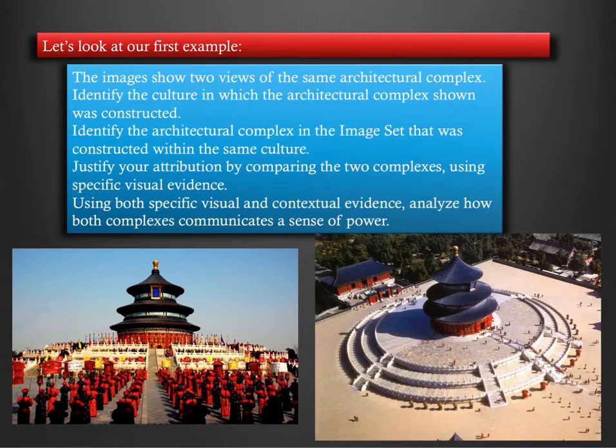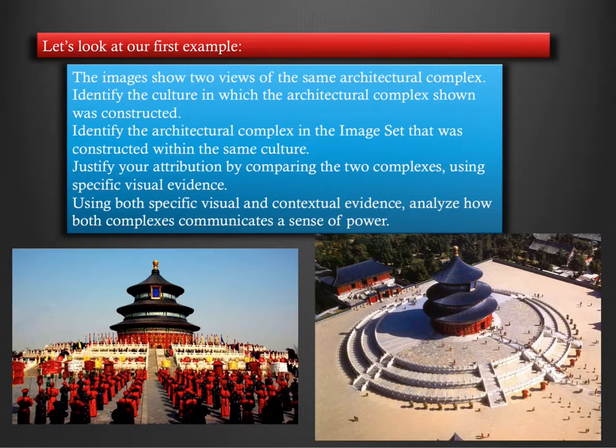So here's the prompt. The image shows 2 views of the same architectural complex. Identify the culture in which the architectural complex shown was constructed. Identify the architectural complex in the image set that was constructed within the same culture, and then justify your attribution by comparing the 2 complexes using specific visual evidence. Use both specific visual and contextual evidence, and then analyze how both complexes communicate a sense of power. Okay, so take a look at these, and do they remind you of any other piece that we've seen that are part of our 250?